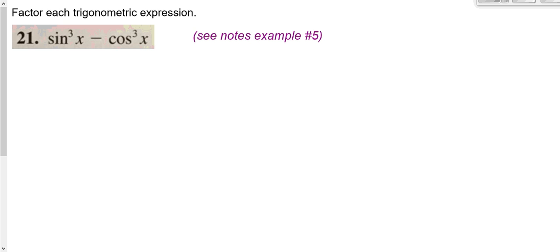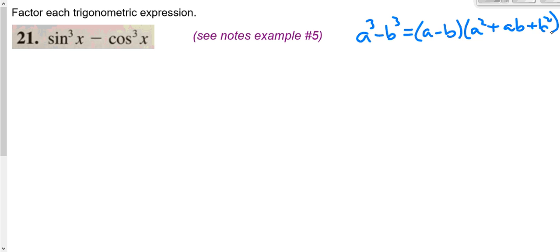All right, 21. So the notes example showed us a sum of cubes. We saw a cubed plus b cubed. This is showing us a difference of cubes. A cubed minus b cubed. Remember that factoring formula is a minus b times a squared plus ab plus b squared. Remember the SOAP formula? We have the same sign and the opposite sign and the always positive sign.